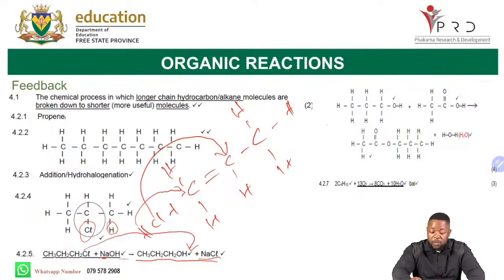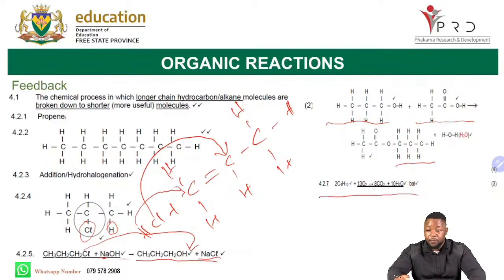So in the last question here, we're looking at the esterification equation where propanol reacts with ethanoic acid and they form propyl ethanoate. The last question is the combustion reaction of butane under excess oxygen to form carbon dioxide and water.